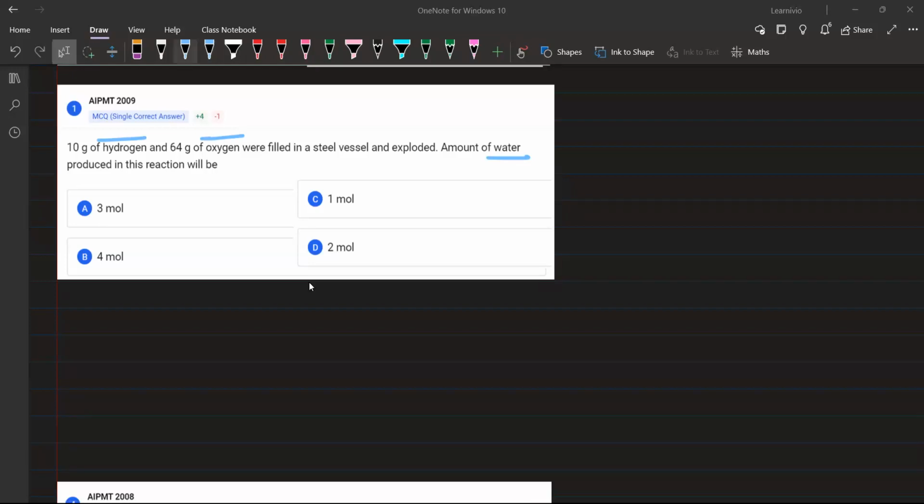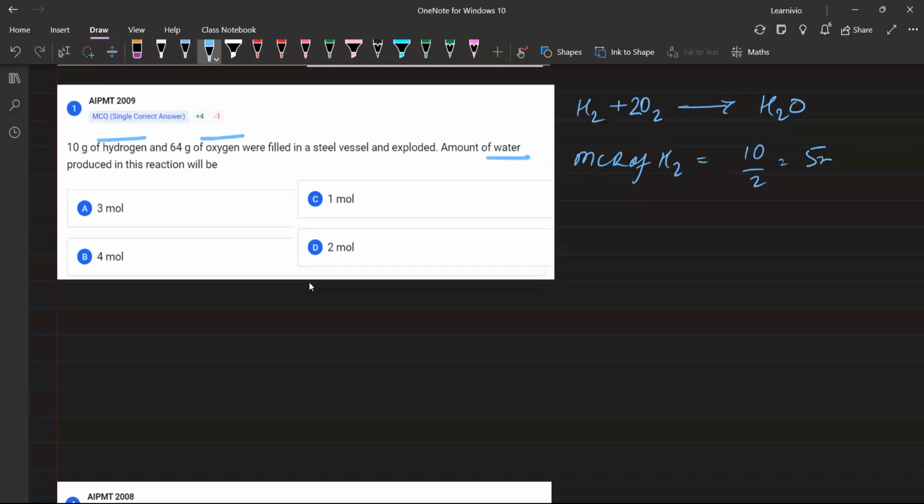See here, H2 plus O2 will give you H2O. In order to balance this, we will have to write 2 moles of O2. Now we'll calculate the MCR of H2. The number of moles will be equal to 10 upon 2, and this will be divided by 1. So this will give you only 5. 5 is just a number you have to remember as a number, nothing else.